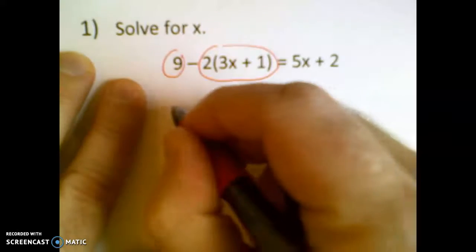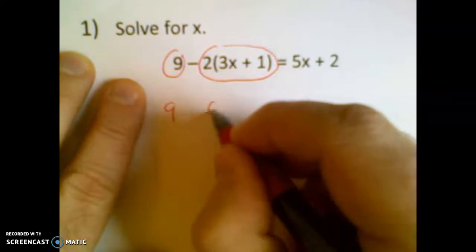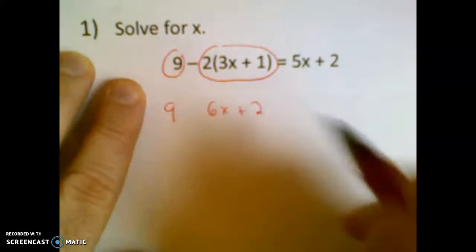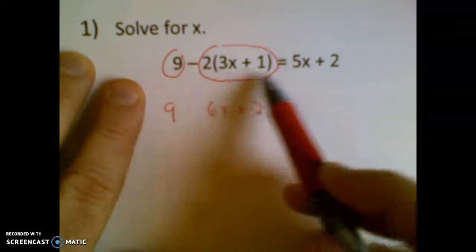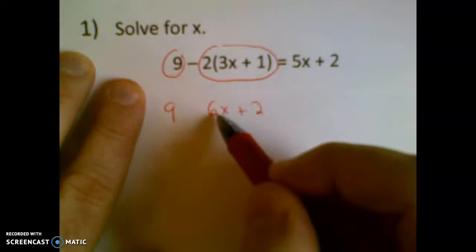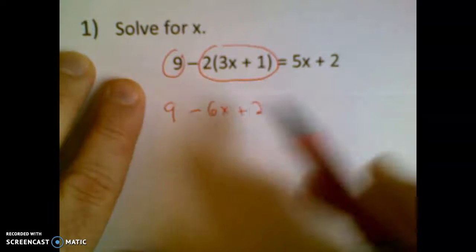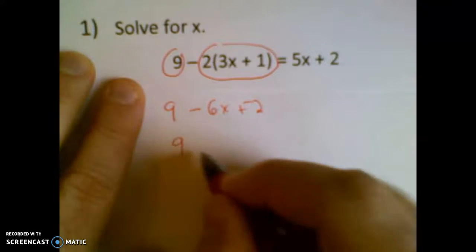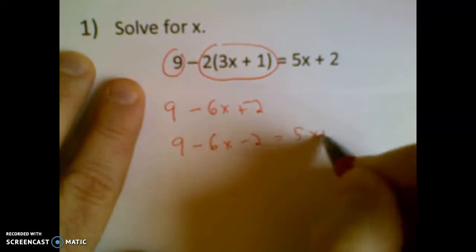So the 9 just stays a 9. And this becomes 2 times 3x, which is 6x's, and then 2 times the 1, which is 2. But the trick to it is understanding you're subtracting all of this. So we're subtracting 6x's, but you're also subtracting the positive 2. So it's really plus a negative 2. So to rewrite that, 9 minus 6x minus 2 equals 5x plus 2.